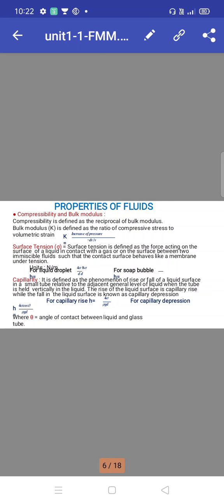Then surface tension. It is defined as a force acting on the surface of the liquid in contact with gas, or on the surface between two immiscible fluids, such that the contact surface behaves like a membrane under tension. So these are the main things here.